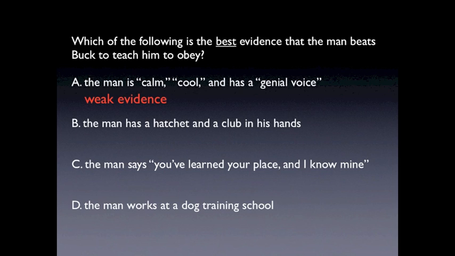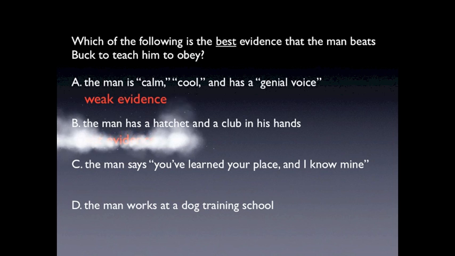B, the man has a hatchet and a club in his hands. Now remember, this shows us that the man's going to beat Buck, but that was pretty obvious. It doesn't do anything to show us why he's beating Buck. It doesn't show us that he's trying to teach him to obey. So I would have to say that this is not evidence.